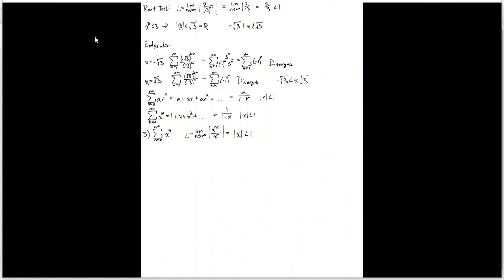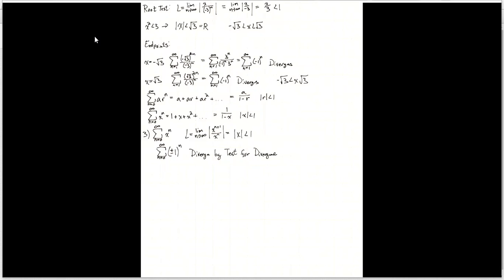And if we plug in those endpoints, we'll get either a plus or a minus 1, and that's raised to the n. And those both diverge by the test for divergence, where we take the limit of those things. That's where the interval of convergence comes from for that problem.